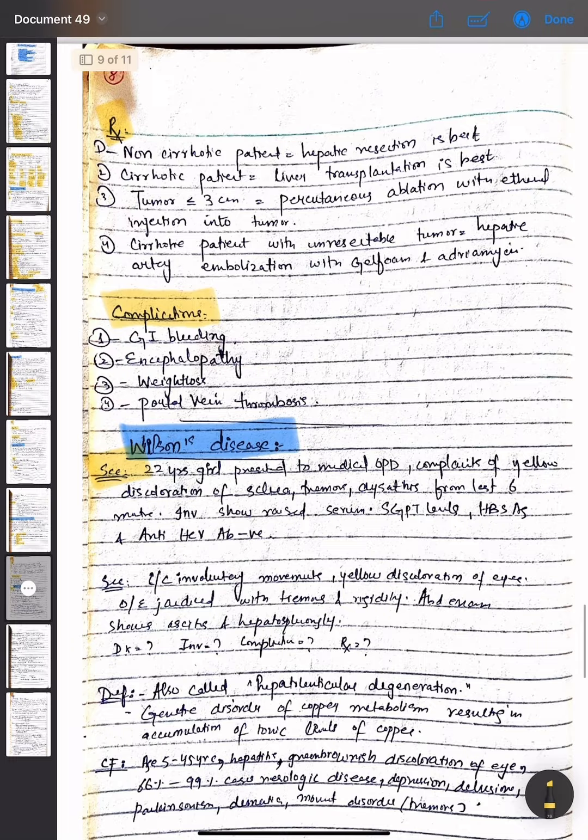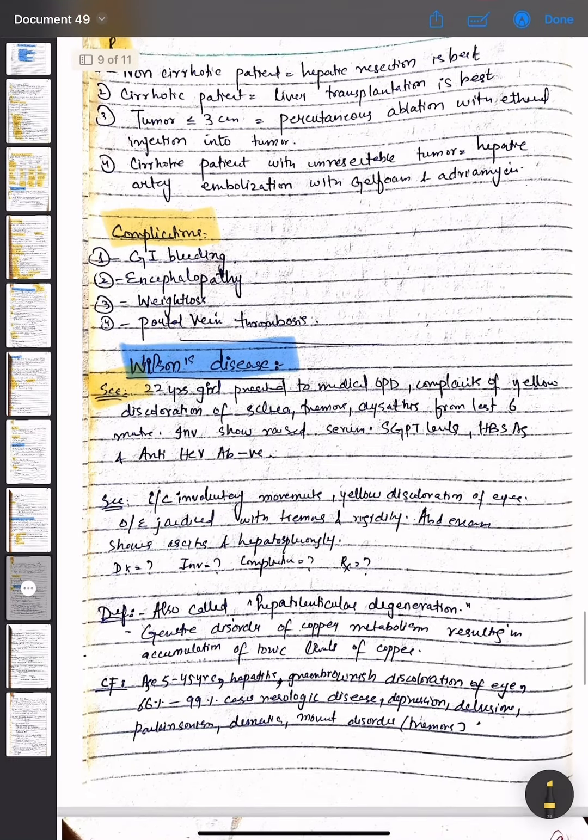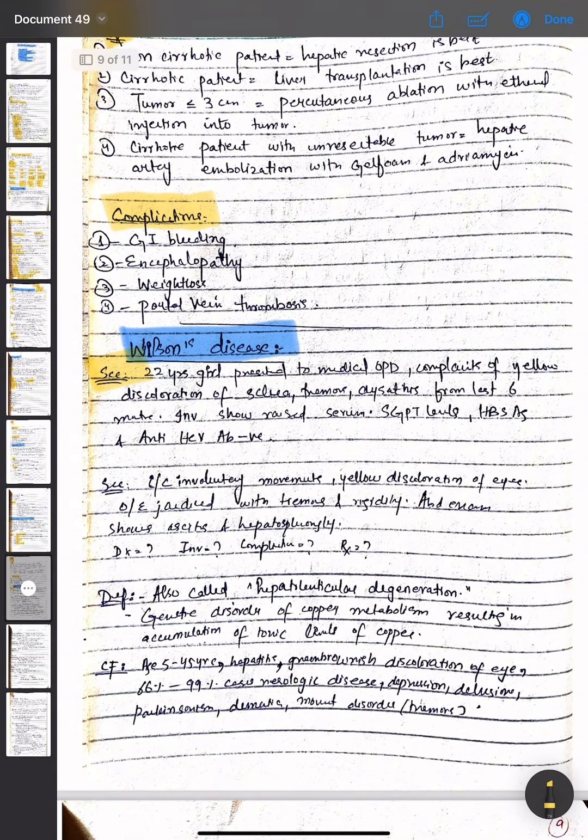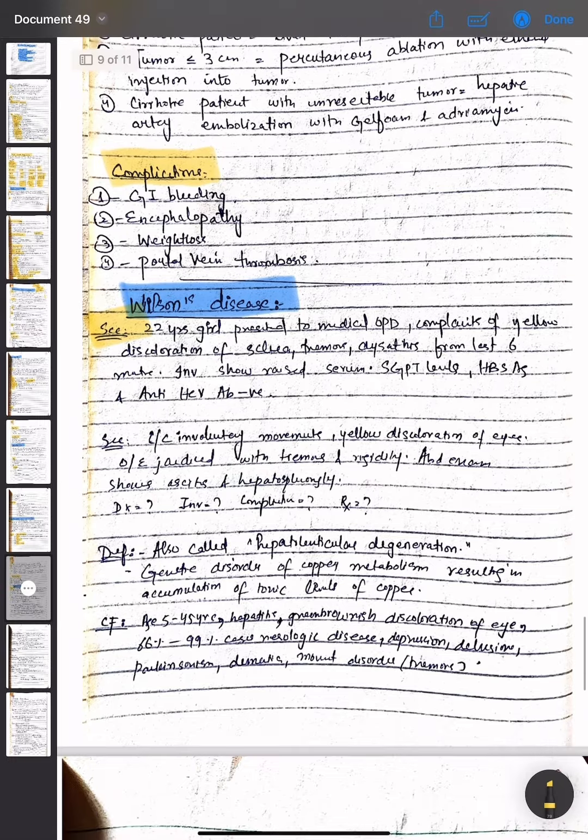to medical OPD, complaining of yellow discoloration of the sclera and tremors. The symptoms are from the last 6 months. Investigations show raised serum SGPT levels, HBsAg and anti-HCV antibody are negative.